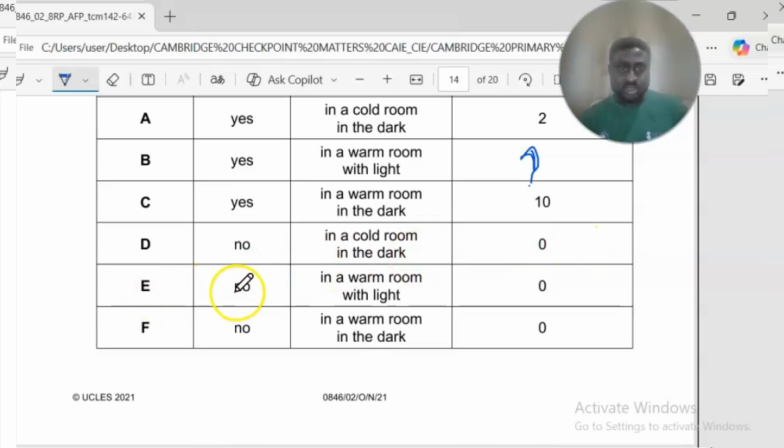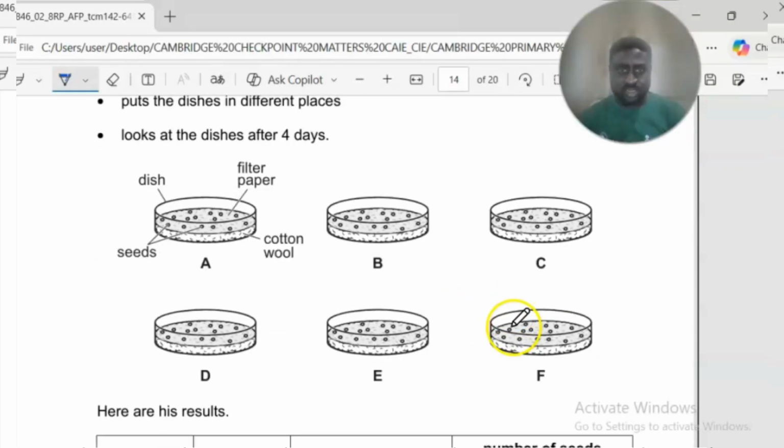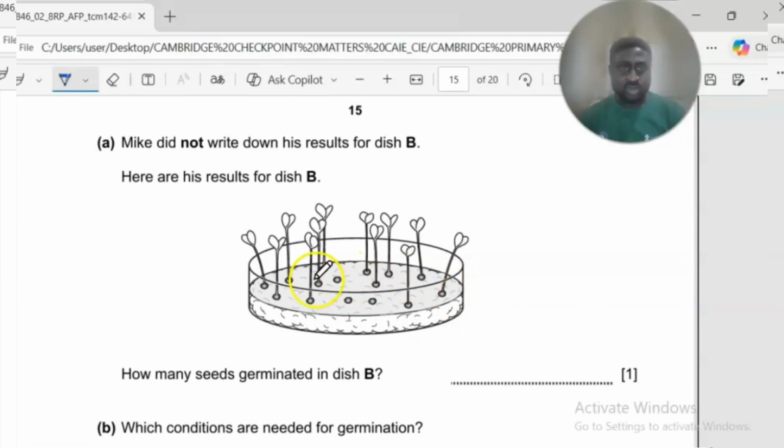Then E, no water added. It was in a warm room with light. No germination occurred. So we're interpolating here. This is what we call interpolation, or when you are interpreting results on a table or table of values. Then dish F, no water was added. It was placed in a warm room in the dark. There was also no germination. So I have studied this trend, and going by his results, let's see the question that follows.